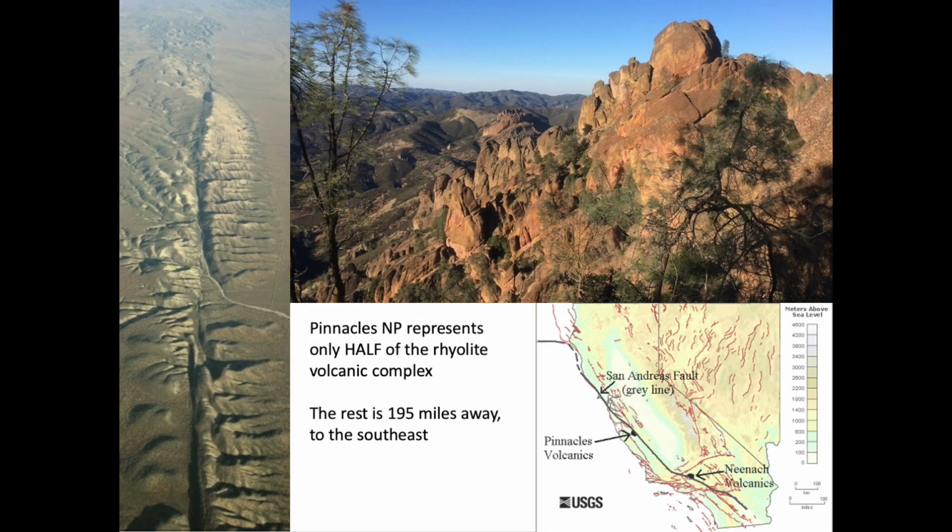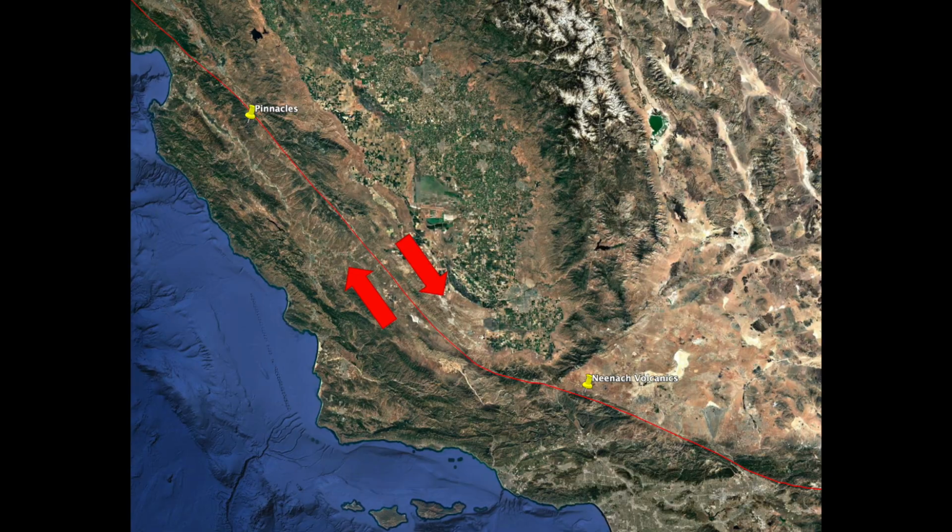But the geologically interesting part about Pinnacles National Park, and the reason it was upgraded from a national monument, is that this only represents half of the rhyolitic volcanic complex. The other half of this rhyolitic volcanic complex is 195 miles away to the southeast in the Mojave Desert. So we can see in this map of California the San Andreas Fault as this red line. It's a right lateral fault, which means the west side of the fault moves to the northwest and the east side of the fault moves to the southeast, relatively to the right. And this San Andreas Fault has split a rhyolitic volcanic complex.